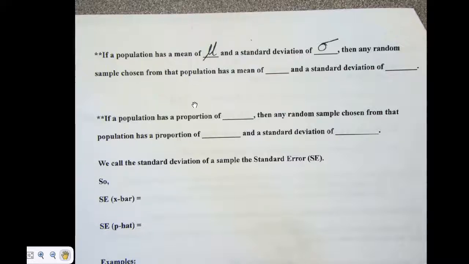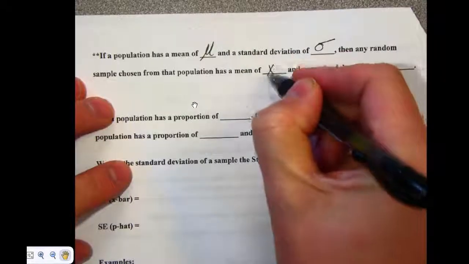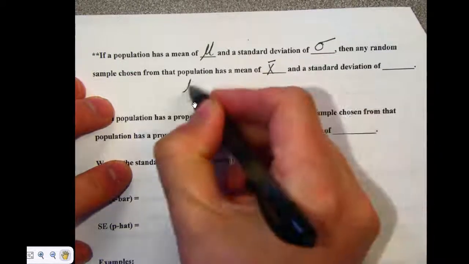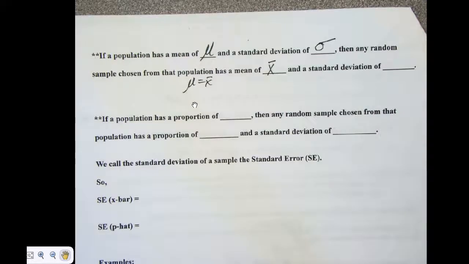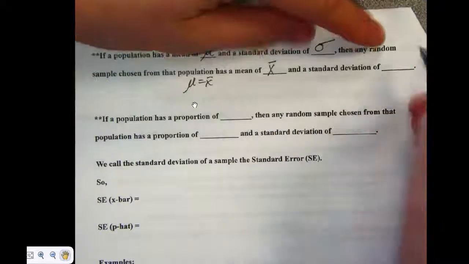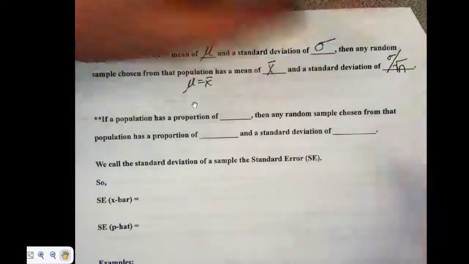Then any random sample chosen from that population has a mean of, so we would say x bar, but it's true in this case that mu and x bar are equal. The sample and the population will have the same mean, because the mean didn't change when we did that thing with the 8 and the 9 and 27, all that stuff. The standard deviation went down, and specifically it becomes the standard deviation of the population divided by the square root of n.